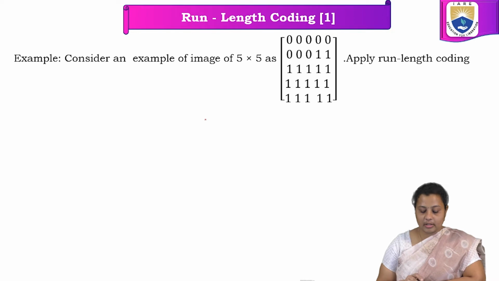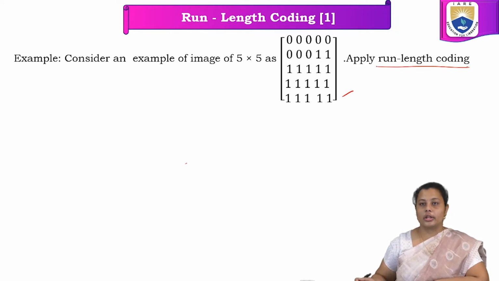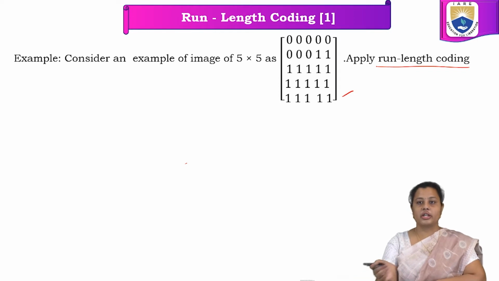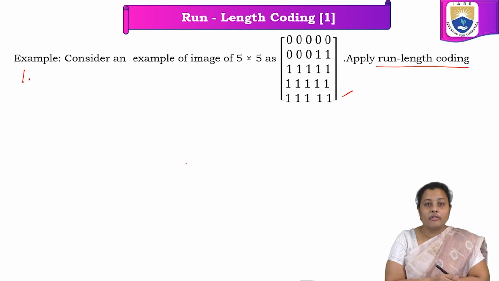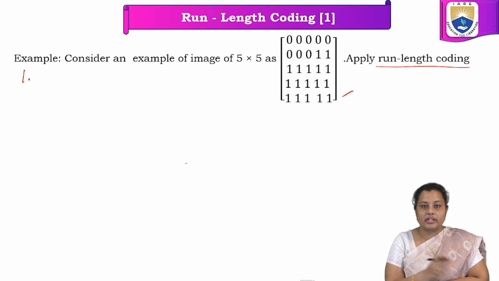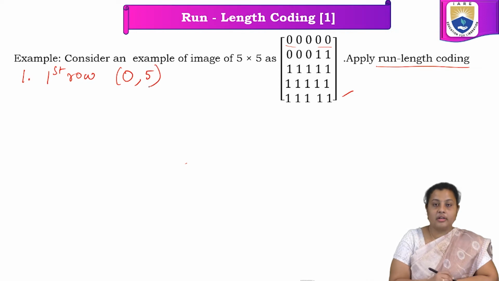Here we are considering an image of 3 cross 3 as shown here. We are trying to apply run length coding. How do we do the run length coding technique? The first step is to write down the vectors: what intensity values exist, and how many pixels have the same intensity value. We go row by row. In the first row we have 5 zeros, so I write it as 0, which is the intensity value, comma, the number of pixels having the intensity value 0.